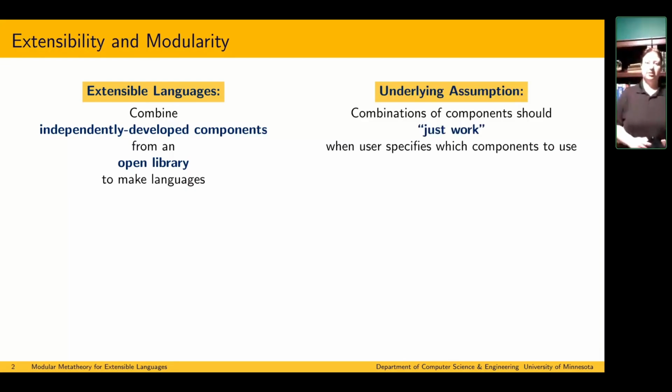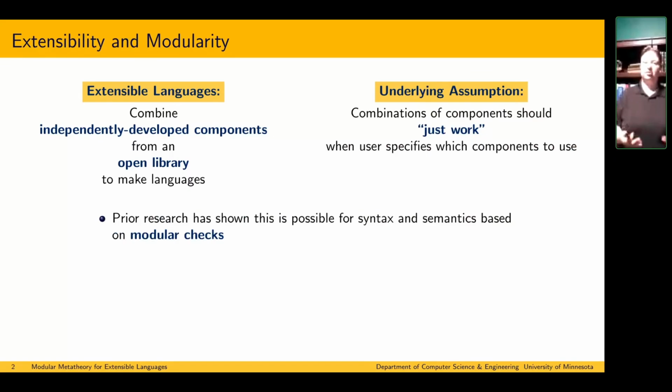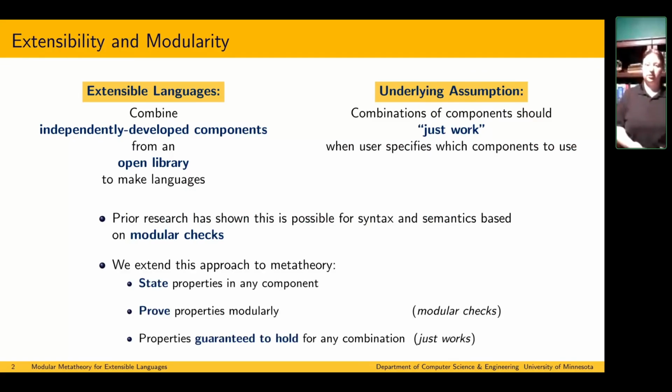Our underlying assumption here is that combinations of components should just work. The user lists which components they want to use, and then from that list, they get a workable language specification, including the features from all the components. Prior research has shown how this is possible for both syntax and semantics, based on modular checks for the components being well-formed. Here, just works means, for syntax, creating an LR grammar, and for semantics, creating a full language definition. In our work, we extend this approach to metatheory.